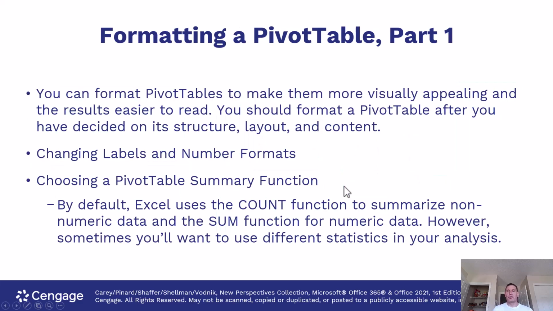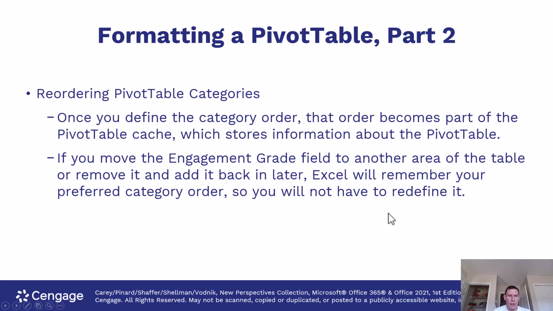You can format pivot tables to make them more visually appealing and the results easier to read. You should format a pivot table after you have decided on its structure, layout, and contents. So that's pretty important. You're also able to change labels and number formats if you need to. By default, Excel uses the count function to summarize non-numeric data and the sum function for numeric data. However, sometimes you'll want to use different statistics in your analysis, and to some extent, you can customize what you want those statistics to be.